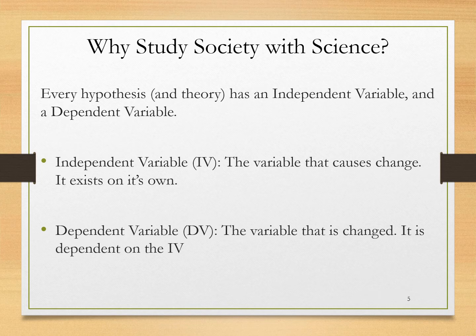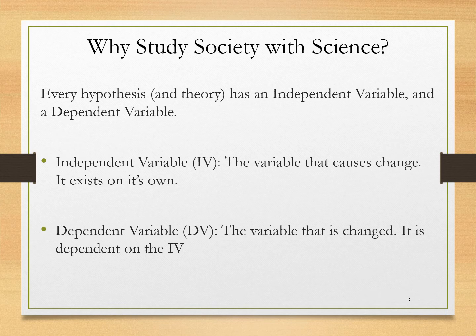Every hypothesis, and to that point, every theory, has an independent variable and a dependent variable. An independent variable is the variable that causes change. It exists on its own. A dependent variable, or sometimes called DV, is a variable that is changed and is dependent on the independent variable.